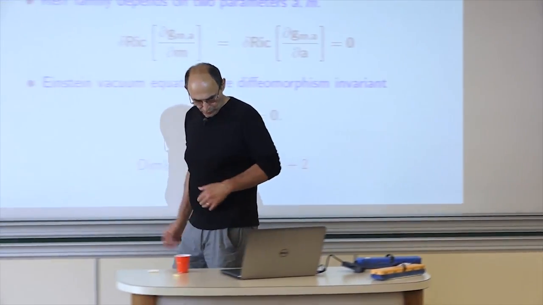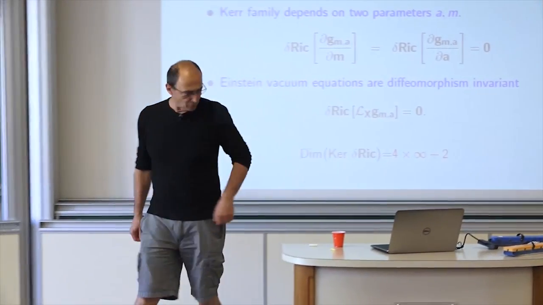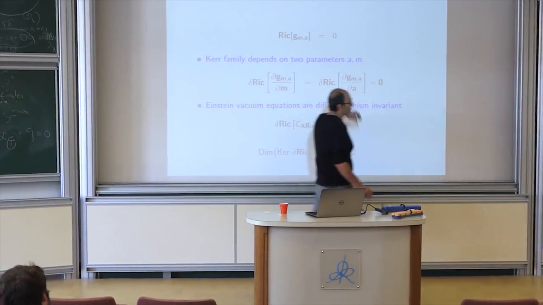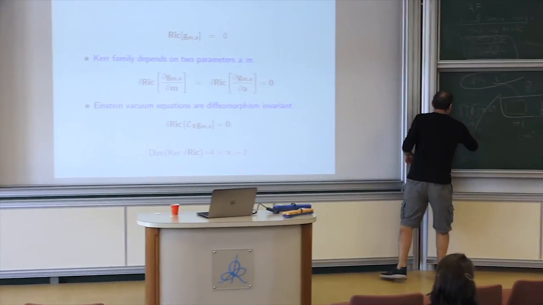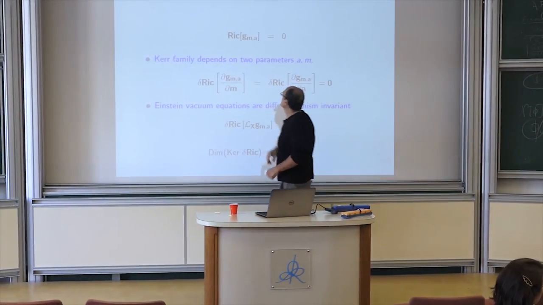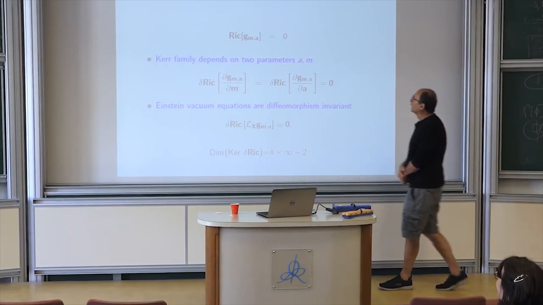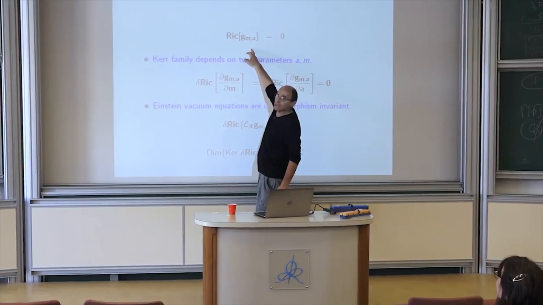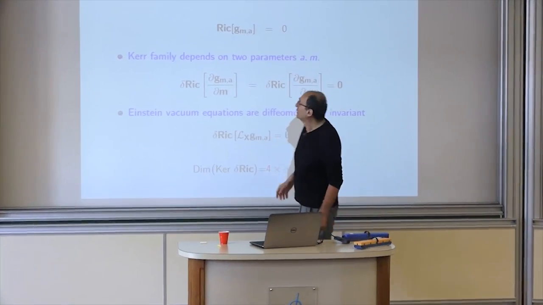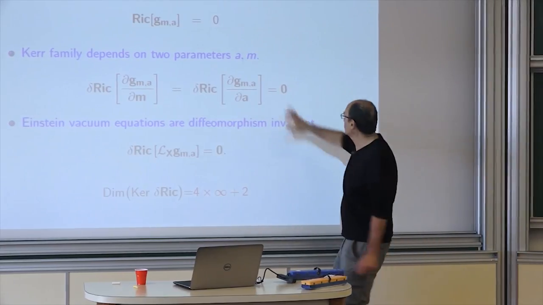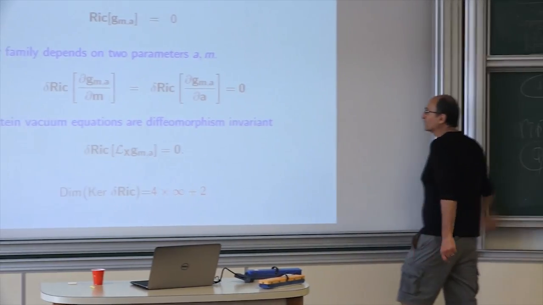But now let's go to the actual Einstein equation. For the Einstein equations, the role of this phi zero is of course a Kerr solution. So I have the Kerr solution and Ricci of it is equal to zero. We have indeed a two-parameter family, M and A, which are continuous parameters. So I can do exactly what we did in that case.